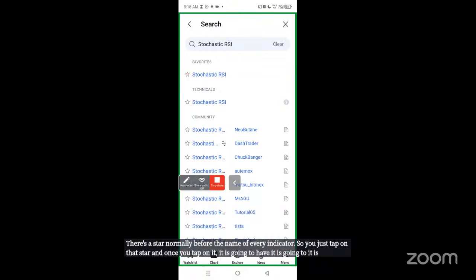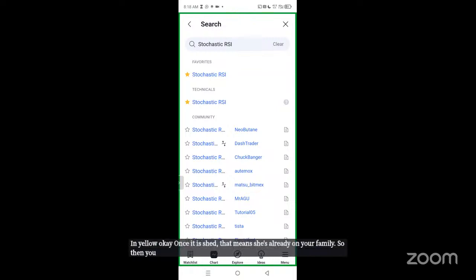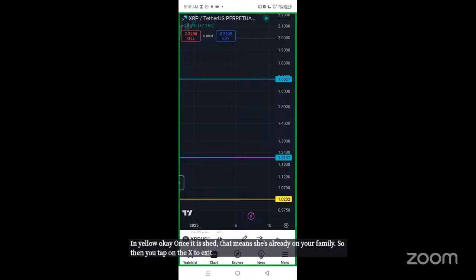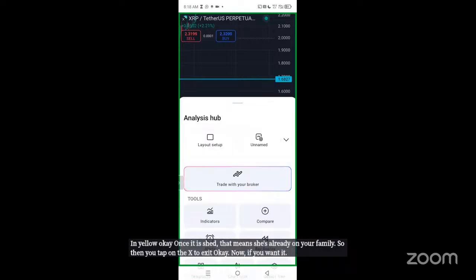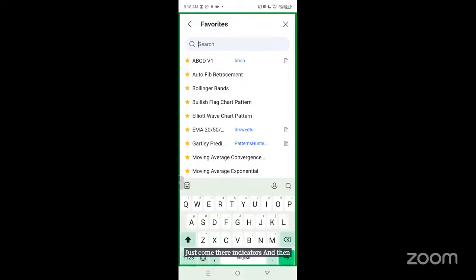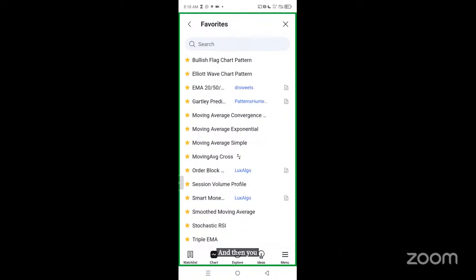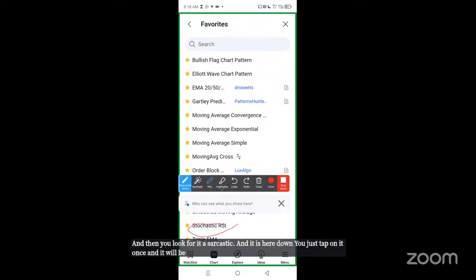Once you tap on it, you will have a shade. The background will be shaded in yellow. Once it is shaded, that means it's already on your favorite. Then you tap on the X to exit. Now, if you want it, just come to indicators, then come to favorite, and look for stochastic, and it is here down. You just tap on it once, and it will be loaded on the chart.